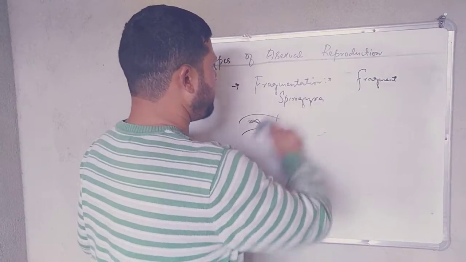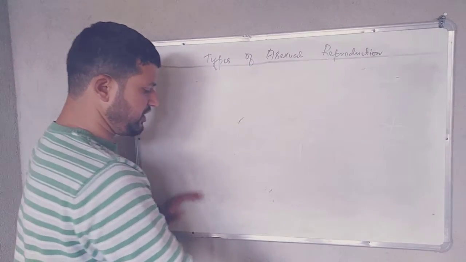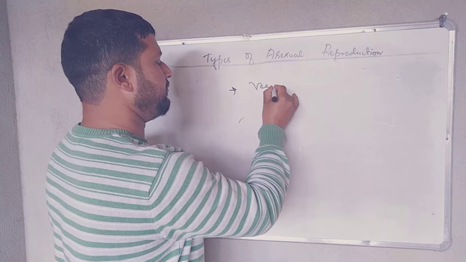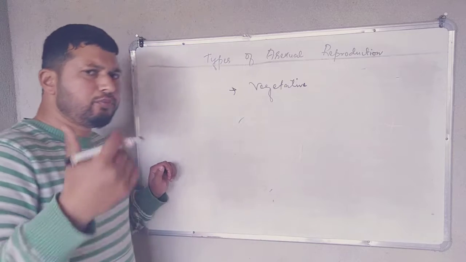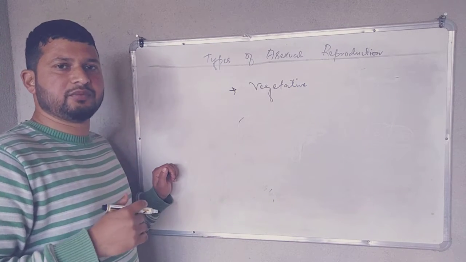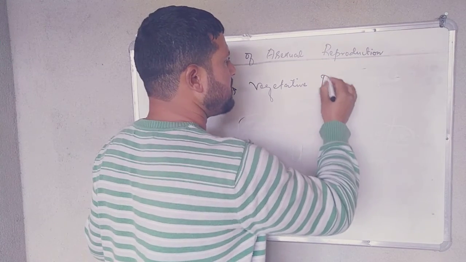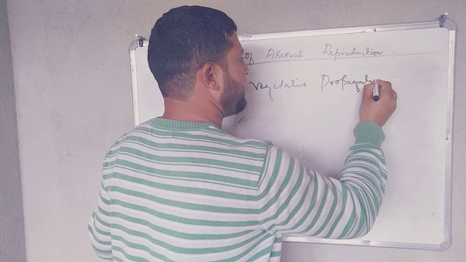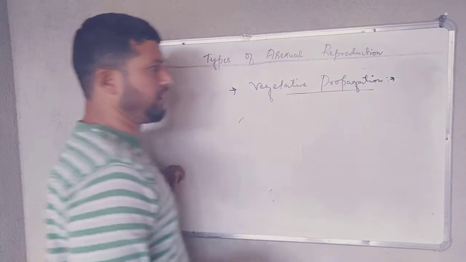There is one more type of asexual reproduction, that's vegetative propagation. In this type of reproduction, new plants are formed from parts of the plant like stems, leaves, and roots. This type of reproduction occurs in plants without the involvement of the sexual organs.